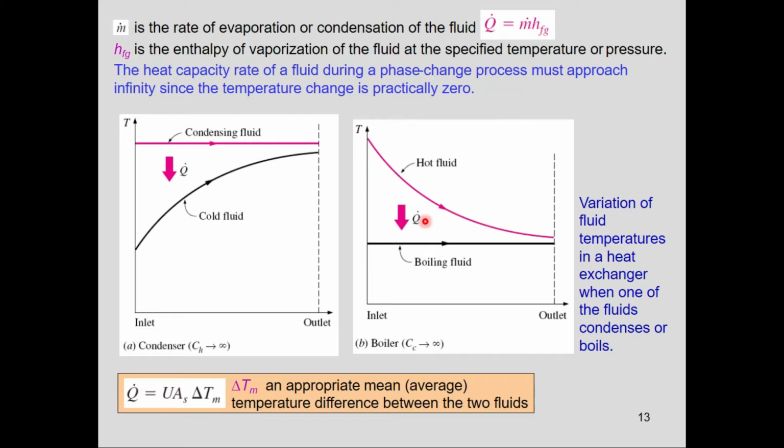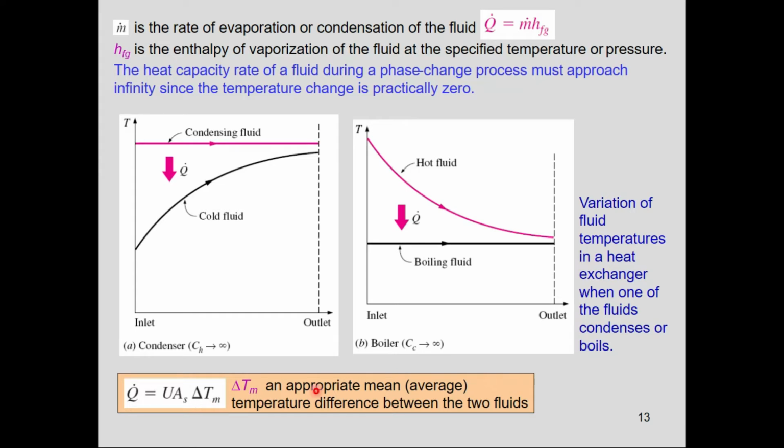So previously I have already explained that the temperature difference between the hot and the cold fluid varies along the length of the heat exchanger. So it is convenient to have the mean temperature difference, which is represented by delta Tm, for use in this relationship: Q dot, the heat transfer rate, is equal to U, the overall heat transfer coefficient, times As, the surface area of the heat exchanger, times delta Tm.